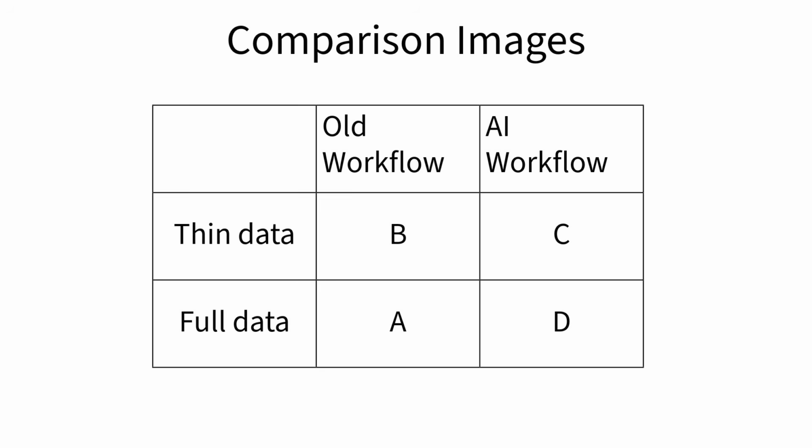I processed 4 versions of this data. Version A, using a traditional workflow without any AI tools. Version B, thin data, using the same traditional workflow. And version C, again, not enough data, using full modern AI. Version D is full data and full modern AI.